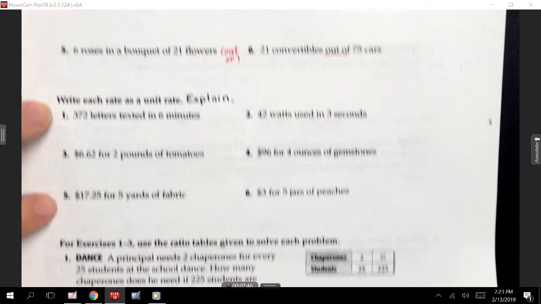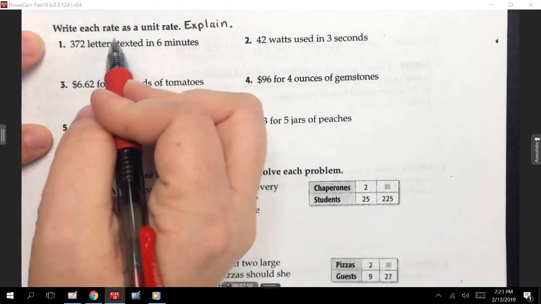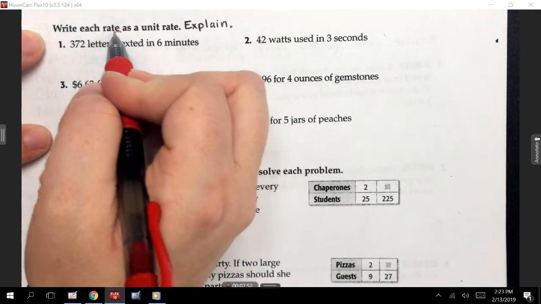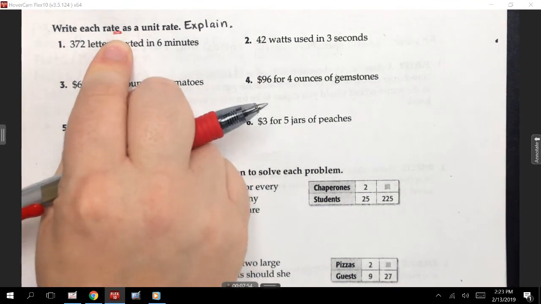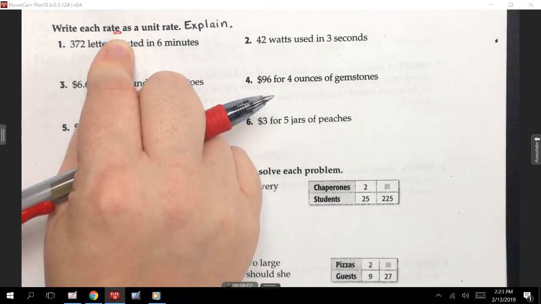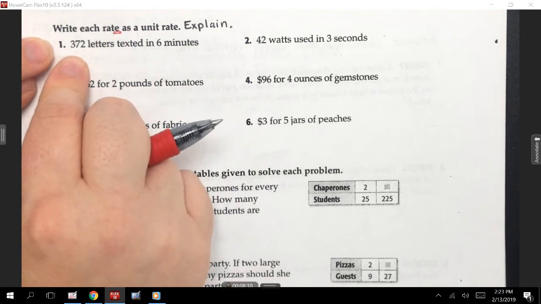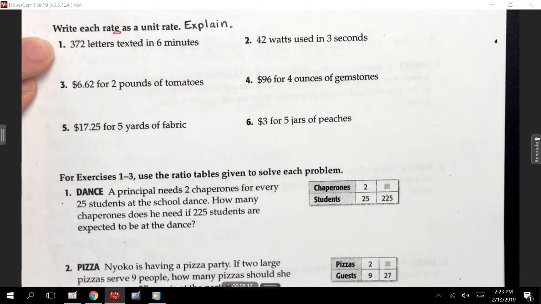Okay? Number 1 on the next section, it says write each rate as a unit rate. Guys, this time it says the word rate, which means what to me? If it says the word rate, what do I have to remember, Jacob? Words in my fraction. Yes, we need words in our fraction. This is not a ratio, which means 0 words. It is a rate, so we need our words. Okay, so on number 1, we're still going to start it the same. What's my fraction going to be on number 1? Joelle?